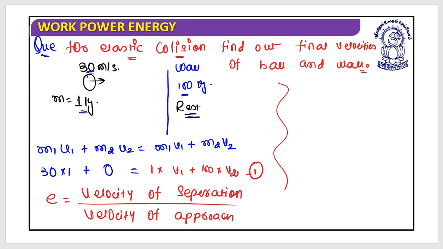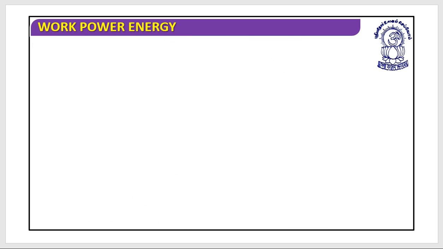So the thing will be e is equal to velocity of separation, v2 minus v1, divided by u1. This was 30 because it is initially at rest. So 30 is equal to v2 minus v1. This would be my second relation, and my first relation was something like this. Let's write it down and try to solve this.